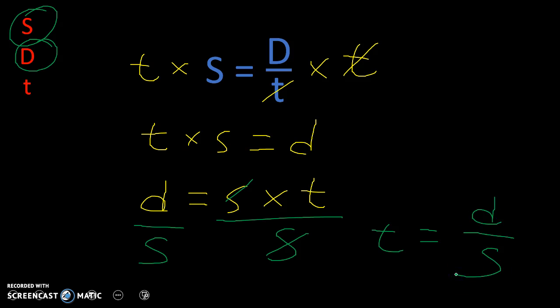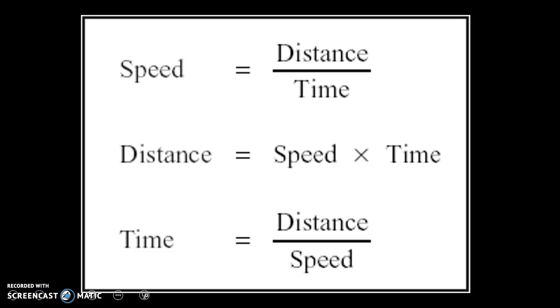So this is how we can manipulate our basic speed equation into solving for either distance or time. So if you can't memorize them, you can always work it out mathematically. And that is how we get our three equations to calculate for either speed, distance, or time.